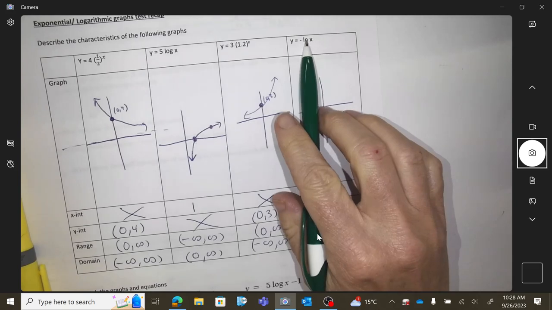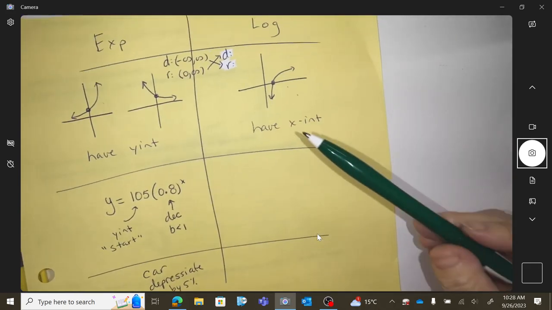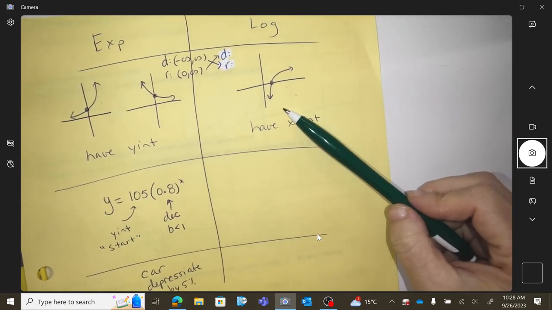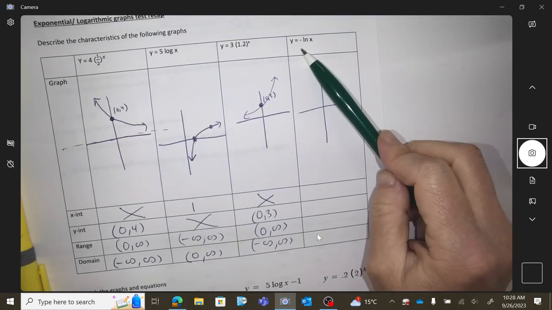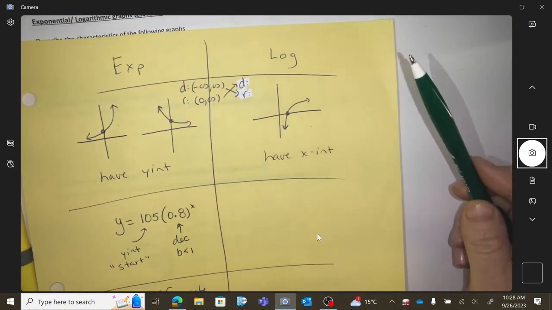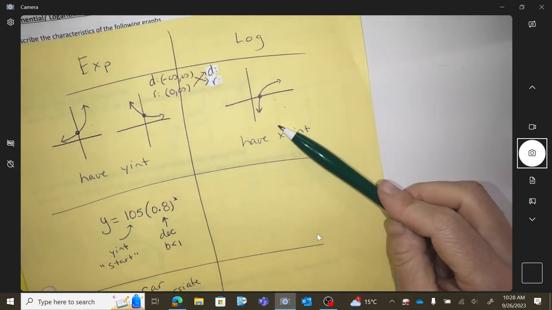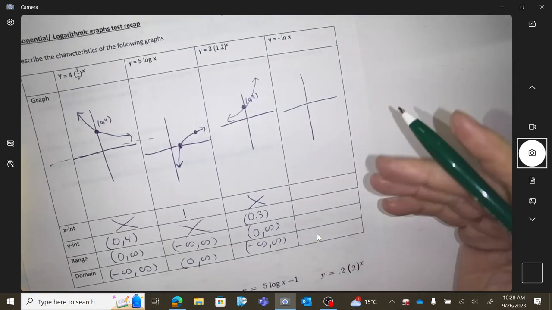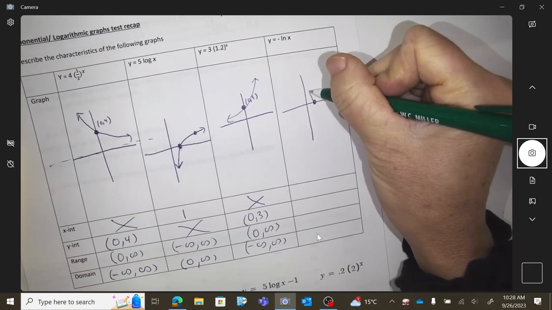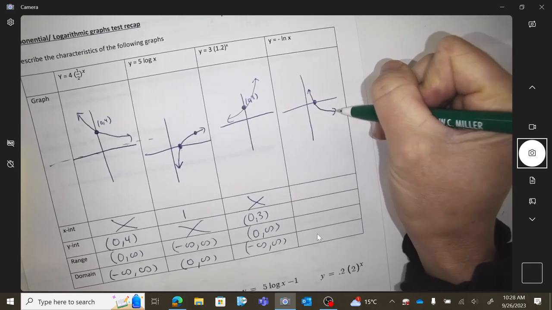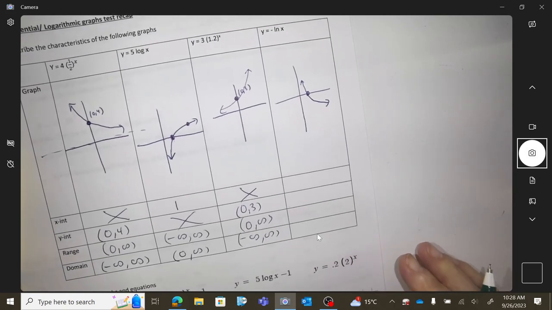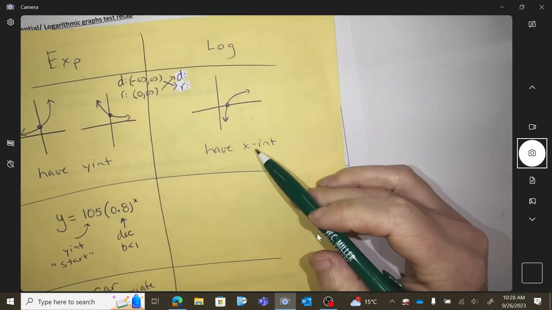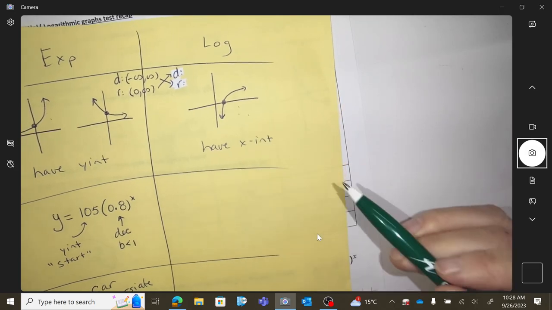Okay, and then the last one. So this is a natural log. So logs look like this, but this is a negative. Do you remember what the negative just did to this shape? It makes this shape just flip. Can you think about what that would look like flipped? So the log shape got just flipped because of the negative.